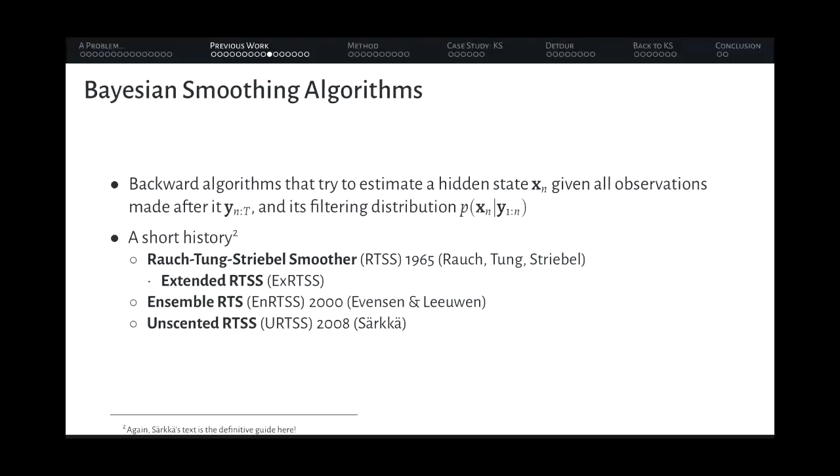Bayesian smoothing algorithms are actually more broad than this. This is a specific class called forward-backward algorithms, also fixed interval, where you've calculated a forward filtering distribution before you go backwards. A few big names: the Rauch-Tung-Striebel smoother, RTSS, is also known as the Kalman smoother. It's the classic smoother that people tend to use. You've got the extended version, an ensemble version, an unscented version, as before. A lot of history here as well, but it's less popular than filters.